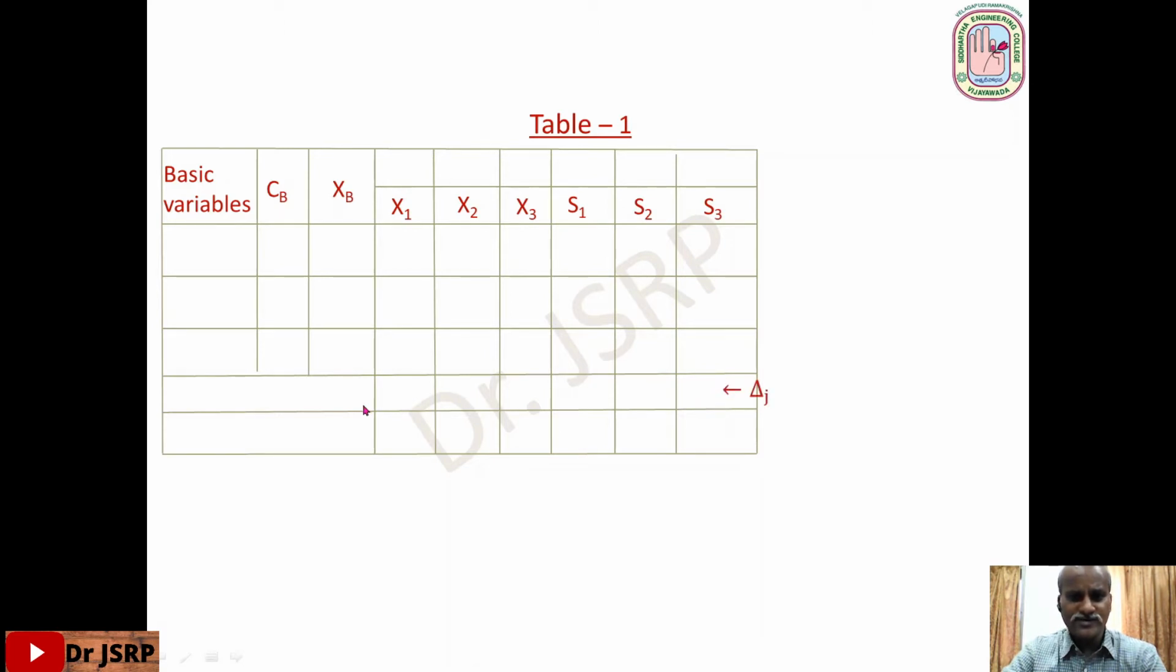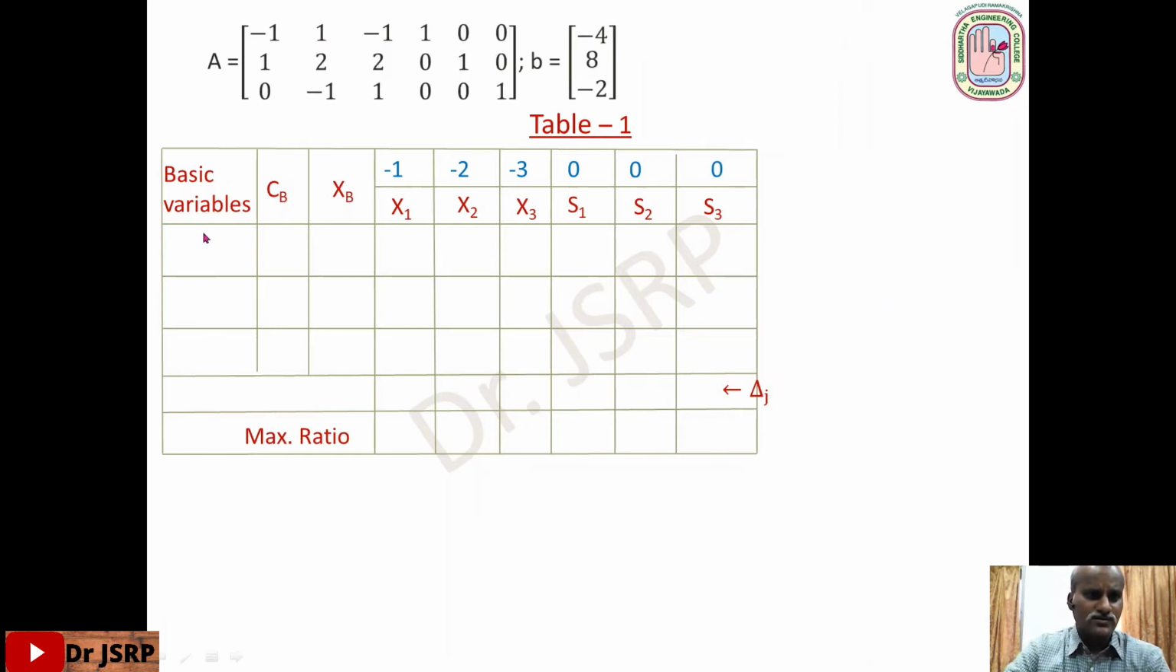Here we calculate the delta j values. In the last row we find the maximum ratio test. Write here the costs of the variables from the objective function: x1 cost minus 1, x2 cost minus 2, x3 cost minus 3, and the slack variables s1, s2, s3 have costs of zero. Next, write the basic variables: first s1, second s2, then s3, with their costs 0, 0, 0. The solution xB equals small b, that is minus 4, 8, minus 2.